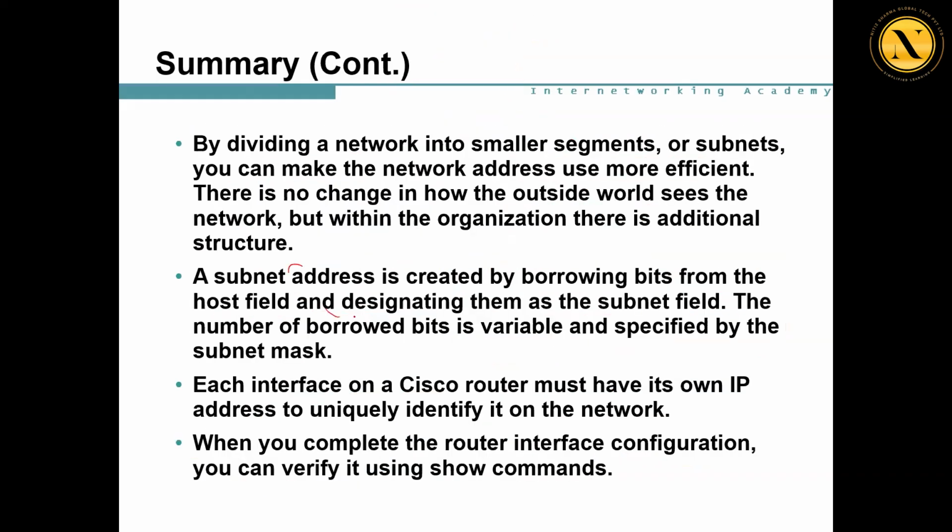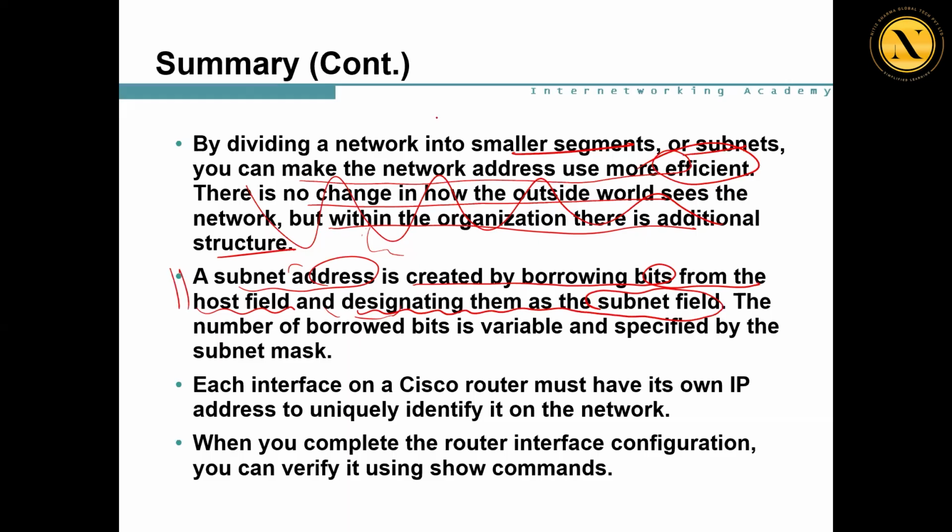By dividing a network into smaller segments or subnets, you can make the network address use more efficient. There is no change in how the outside world sees the network, but within the organization, there is additional structure. Okay, all theory, don't worry. You know a network and subnet, right? How to make subnets. A subnet address is created by borrowing bits from the host field and designating them as the subnet field. Is this understood?